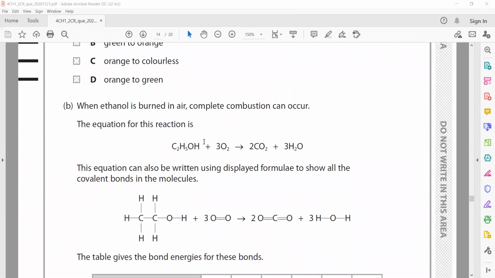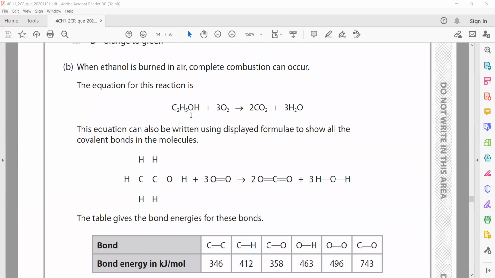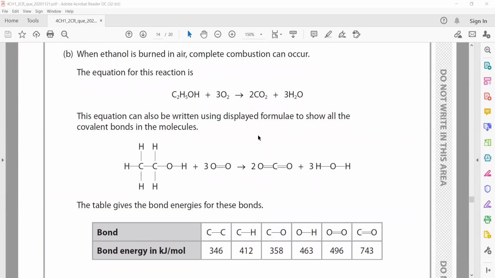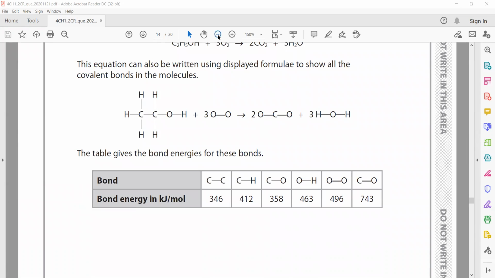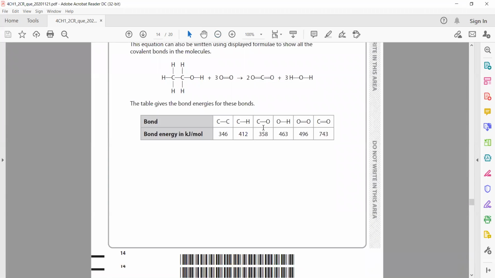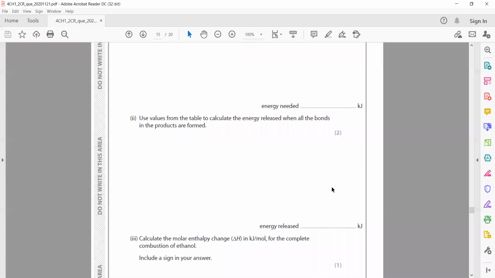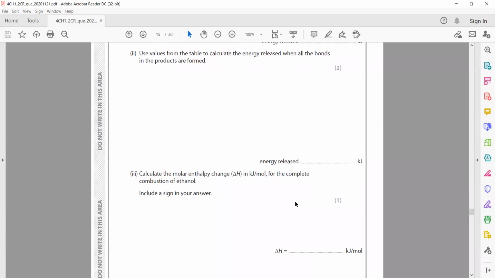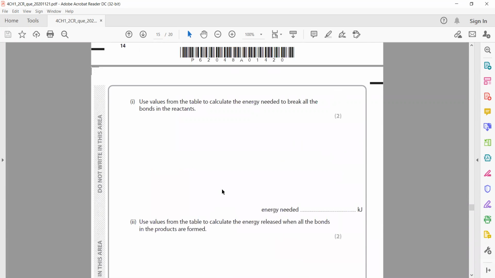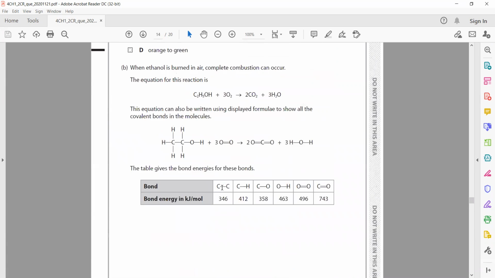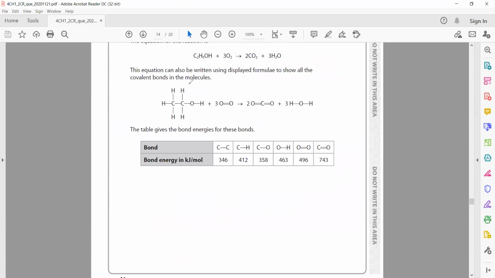When ethanol is burned in air, a complete combustion can occur. The equation for this reaction is shown. They represent the bonds as well. Using the bond energy values, calculate the energy needed to break all the bonds and the energy released when the bonds are formed, and calculate the molar enthalpy change for this reaction. So bond breaking, this side is bond breaking, and the other side is bond forming.